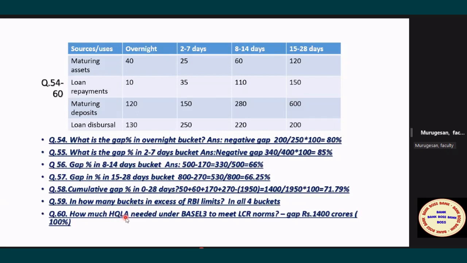The high quality liquid assets is going to come in the next few slides. Just wait. High quality liquid assets a bank has to maintain: there are 3 levels. Level 1, level 2A, level 2B.